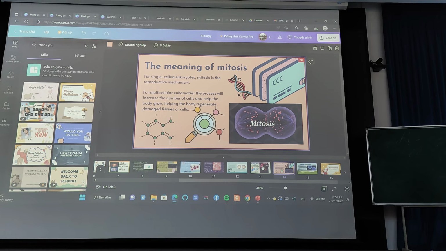mitosis? Can you say your question again? Oh no, I can't hear clearly. Okay, so how do you think that fungus cells and plant cells can do mitosis with their cell walls? Do they destroy the cell wall in mitosis or do they just multiply with the cell walls on?